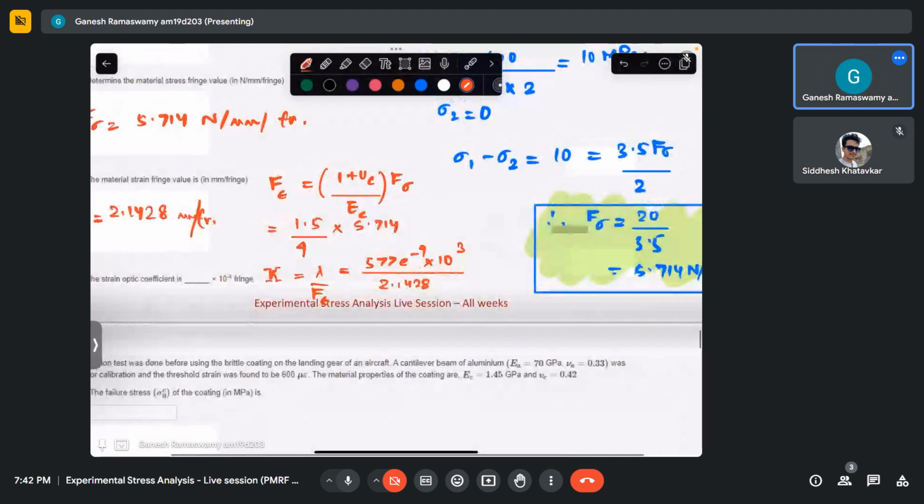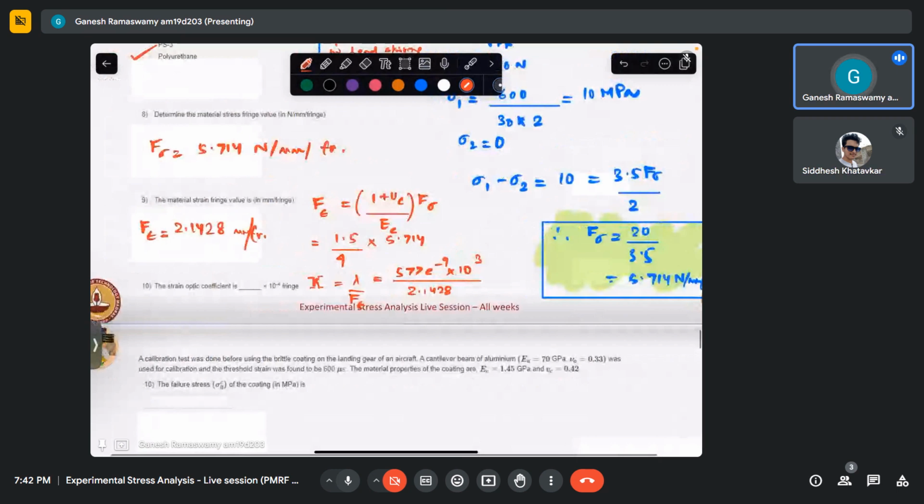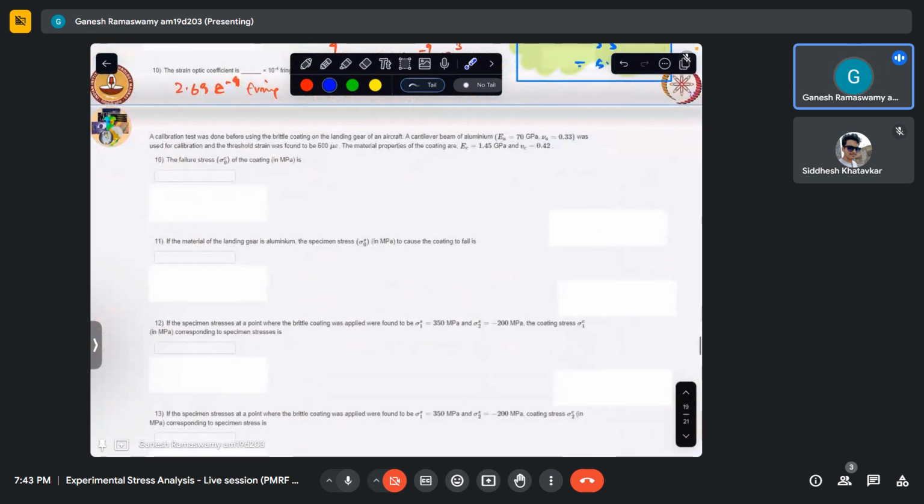In the question itself, it says, report your answer in 10 power minus 4. So let us calculate this: 577 into 10 power minus 9 into 10 power 3. So 577 by 2.1428 is 2.69. 2.69 E minus 4 per fringe is what I'm getting. So we should report it as 2.69 because this is already given in the question. So while answering, please answer the question carefully after seeing what is asked in the question.